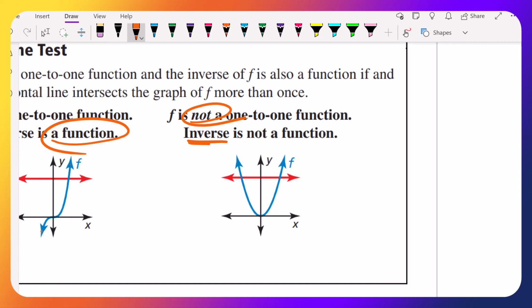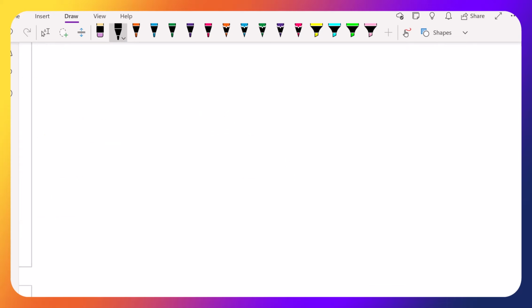So the whole point, when you have a function, you need to test to see if it's 1-to-1. If it's 1-to-1, that means the original function and the inverse is also a function. Always graph it, vertical, and then horizontal line test.